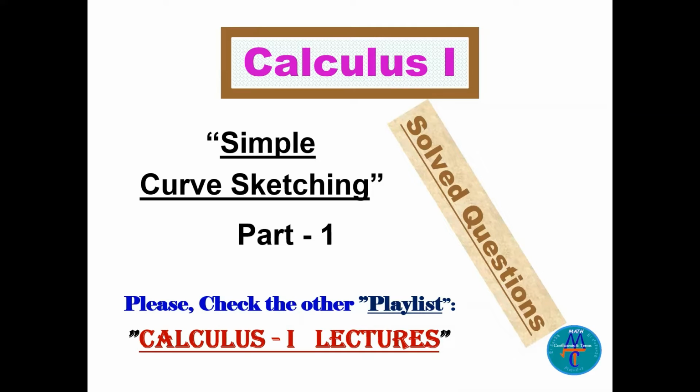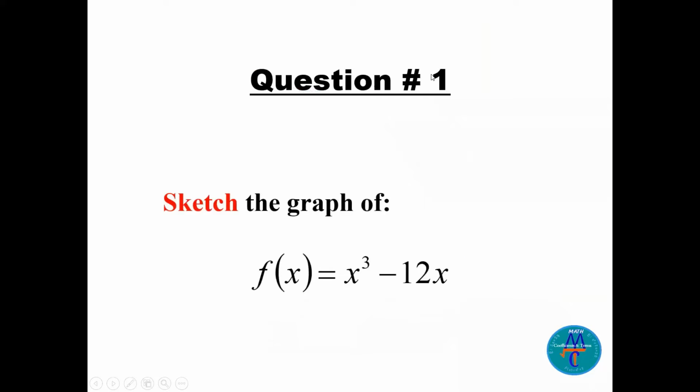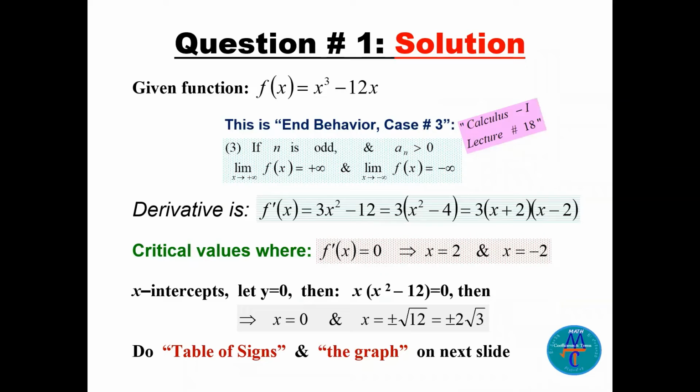This is Calculus 1 solved questions, simple curve sketching. This is part 1, and you can expect also part 2. Question number 1, sketch the graph of this function f of x is equal to x cubed minus 12x. This is the polynomial function of degree 3.